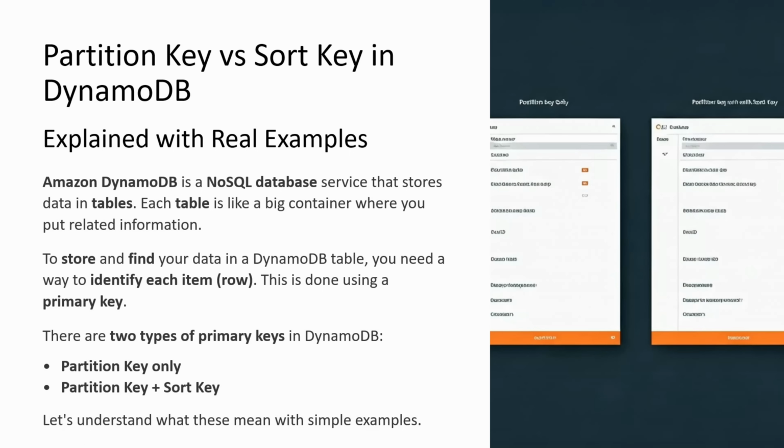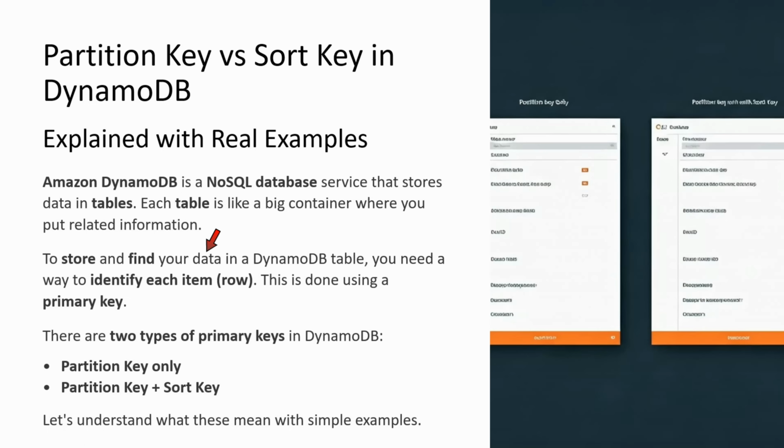In this video I will explain the difference between partition key and sort key in DynamoDB. Amazon DynamoDB is a NoSQL database service that stores data in tables. Each table is like a big container where you put related information. To store and find your data in a DynamoDB table, you need a way to identify each item or each row.